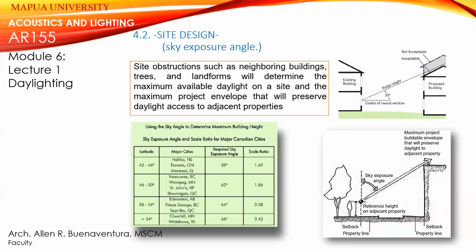So in site design, site obstructions such as neighboring buildings, trees, and landform will determine the maximum available daylight on the site and the maximum project envelope that will preserve the daylight access to the adjacent properties. As you can see in the figure on the right side, if there is a building on the right side of the picture, the sunlight will not directly enter the room. There will be a shadow. Okay, so the efficient daylight will not be attained.